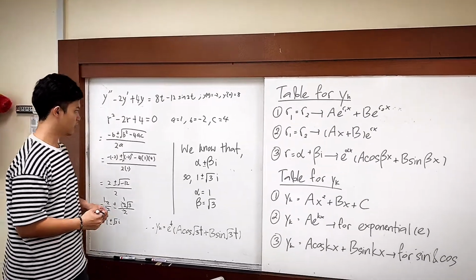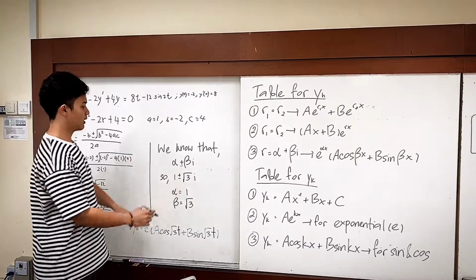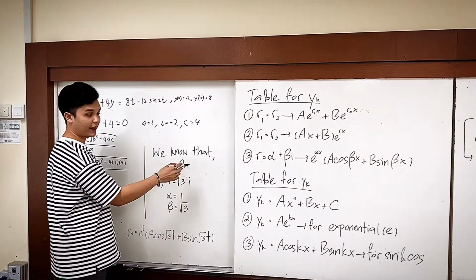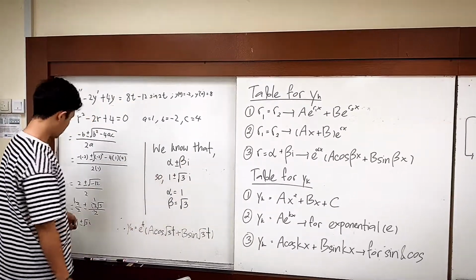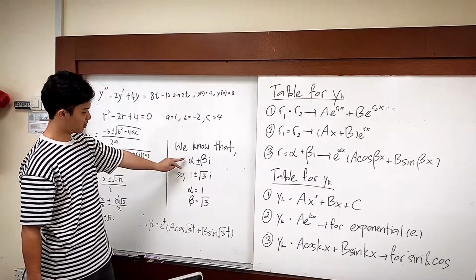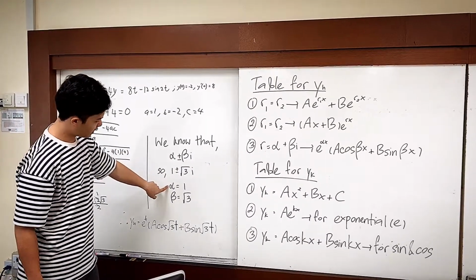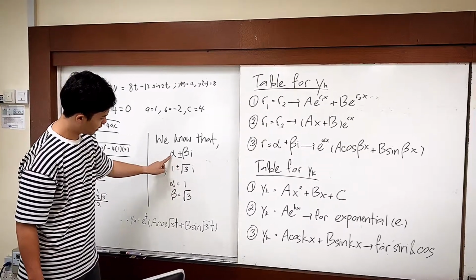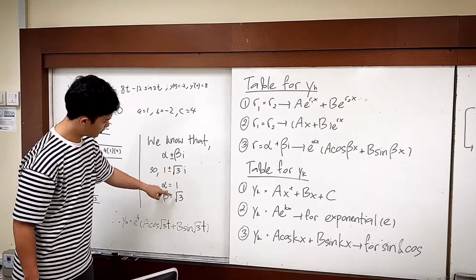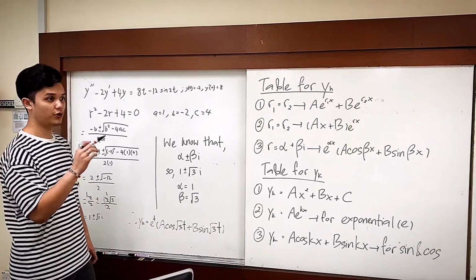Okay, so we know that the form is gamma plus minus beta i. So this is what we get, 1 plus minus square root 3 i. So you just compare. When you compare, gamma equals 1, beta equals square root 3. Okay, so now we want to know the YH.